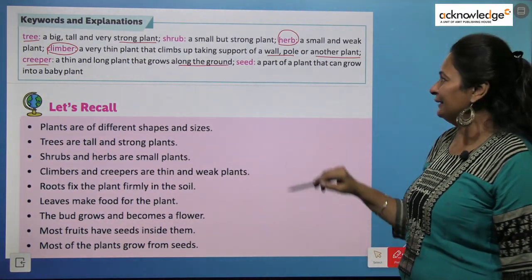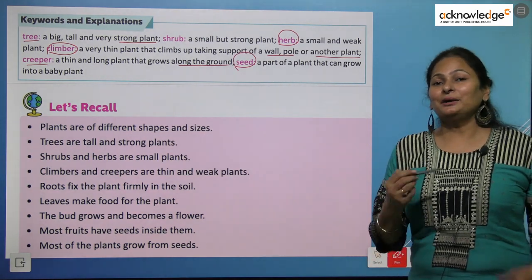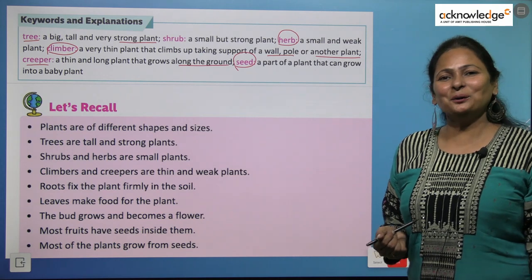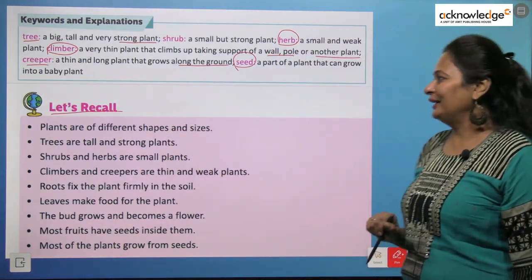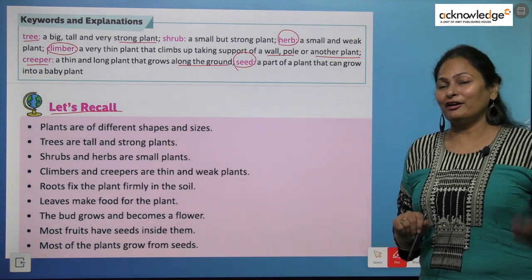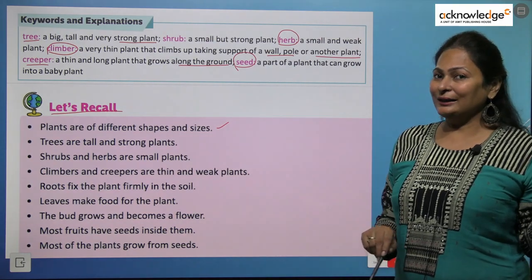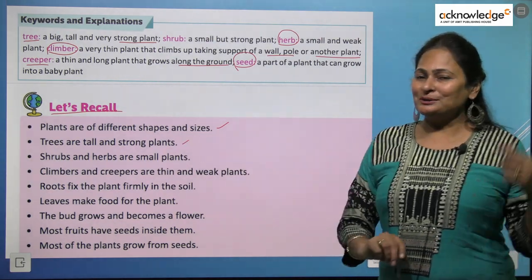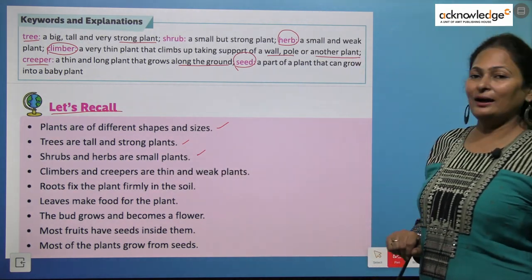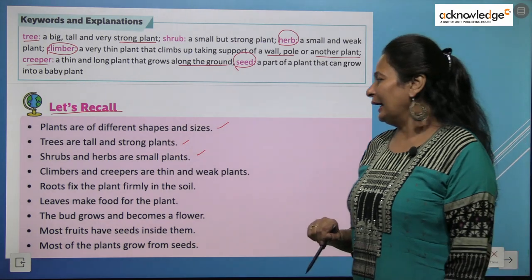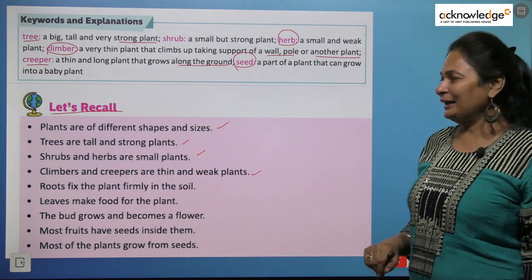And what is a seed? A seed is a part of a plant that can be grown into a new plant. Very good. So let's recall. Plants are of different sizes and shapes. Trees are tall and strong plants. Shrubs are strong but small. Shrubs and herbs are small plants. Climbers and creepers are thin and weak plants.